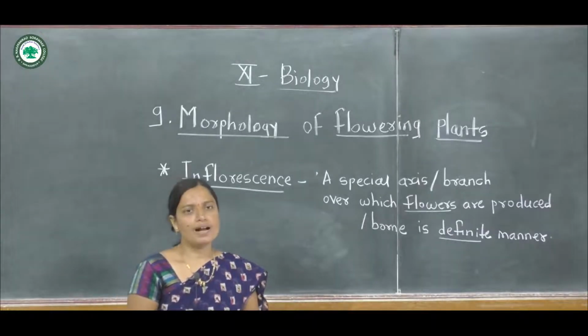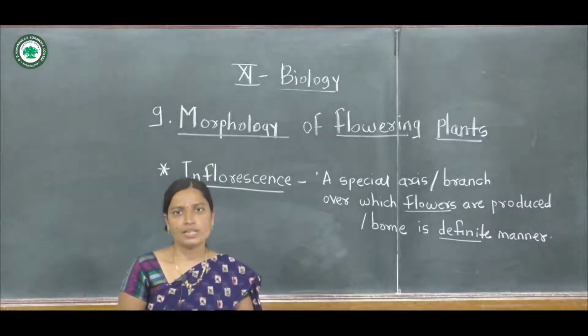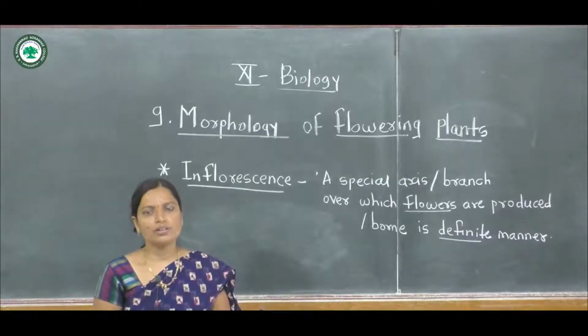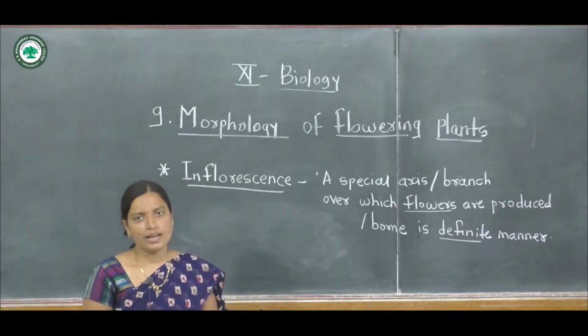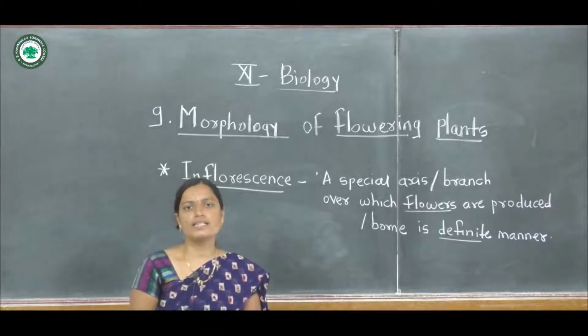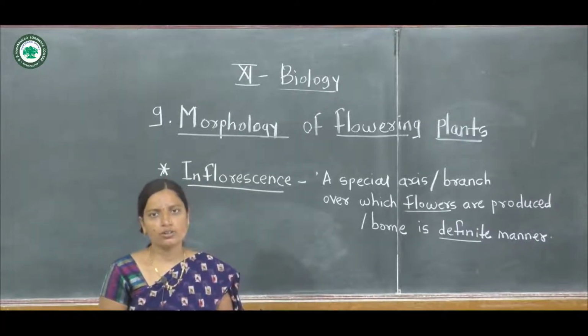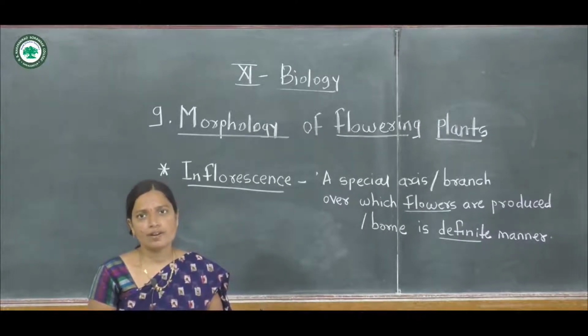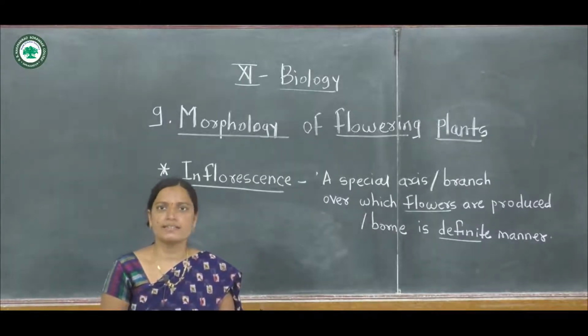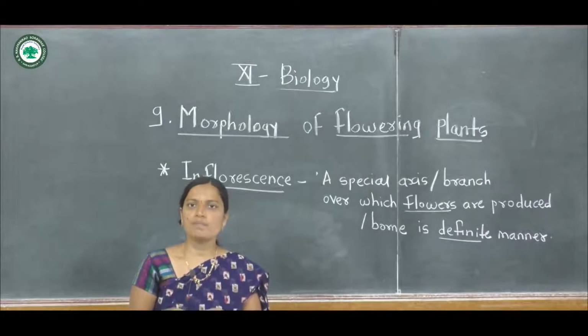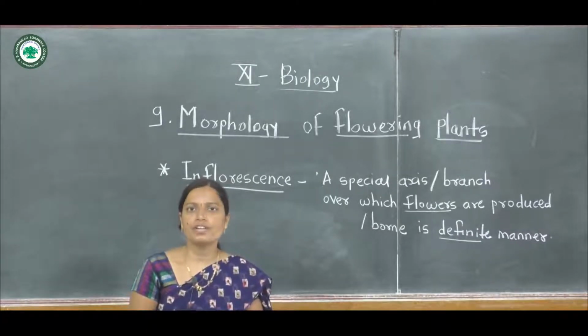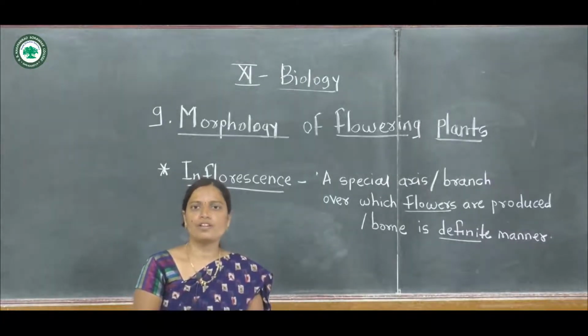Flowering plants like the angiosperms are the most important or evolved group of plants. In this angiospermic plant, the plant body is differentiated into root, stem and leaves, and flowers, fruits and seeds are produced. Angiosperm is an evolved group of flowering plants.